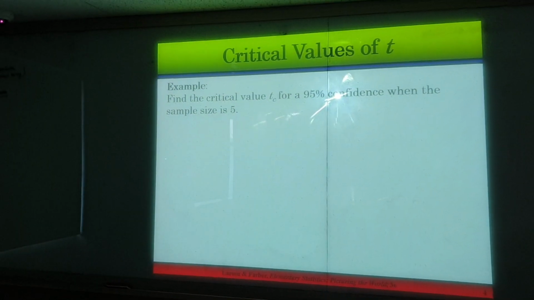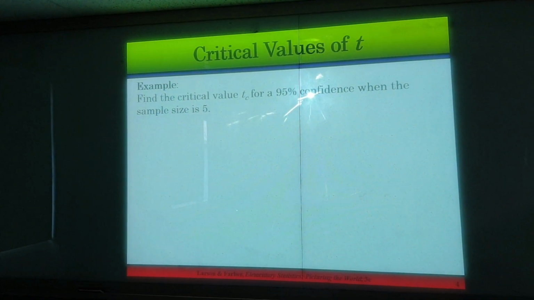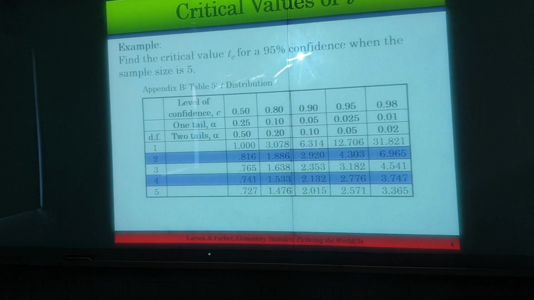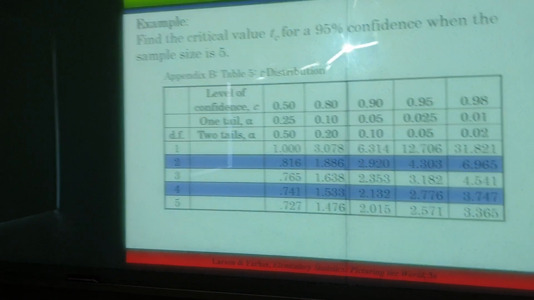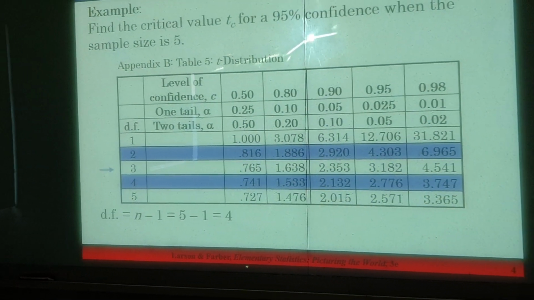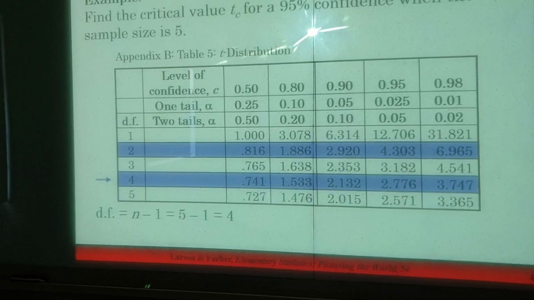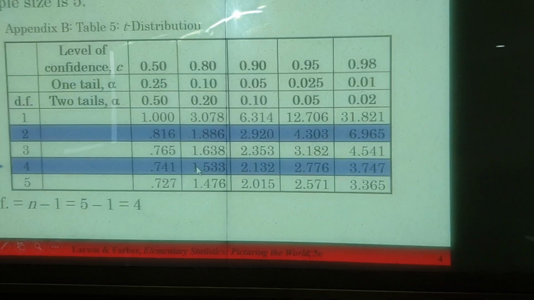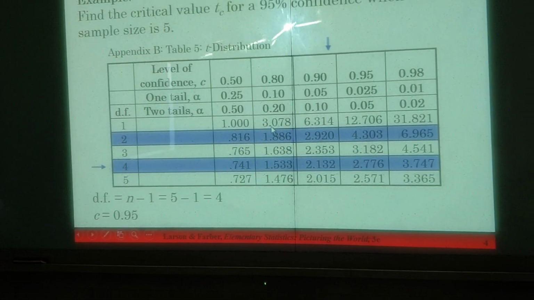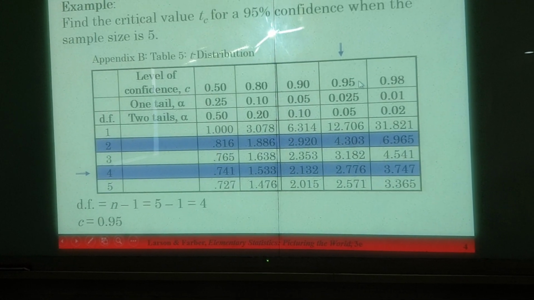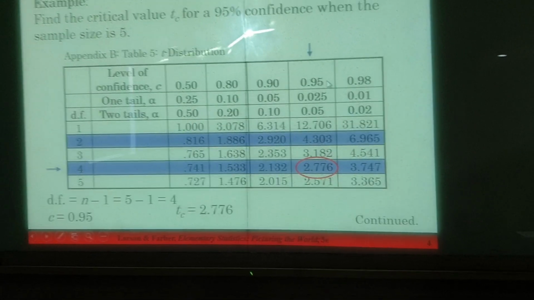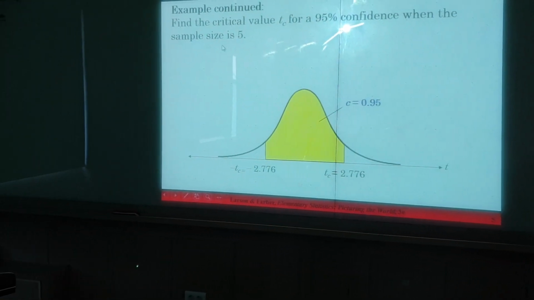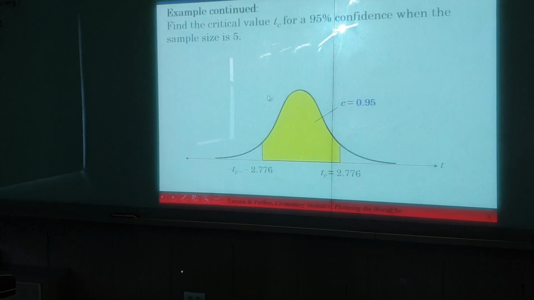So, the critical value of t for 95% confidence when the sample size is 5, we have to find this. And there's a table. The degrees of freedom: the problem said the sample size is 5, so 5 minus 1 is 4. So the degrees of freedom is 4, and we have to find 95%. With a calculator we can find it.